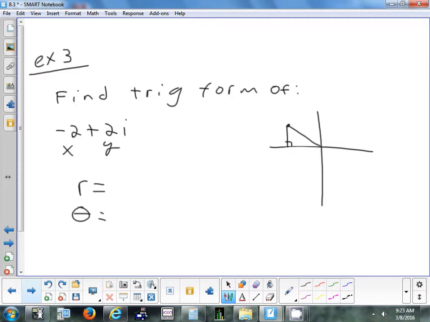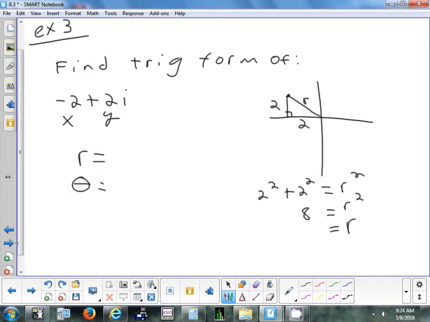Okay, how long is each leg in this triangle? They're each 2 units. Let's do our Pythagorean theorem. 2 squared plus 2 squared equals r squared. What's 2 squared plus 2 squared? 8. And after I reduce it and simplify it, what's the square root of 8? 2 square roots of 2. That's my radius. Okay, any question on the radius?